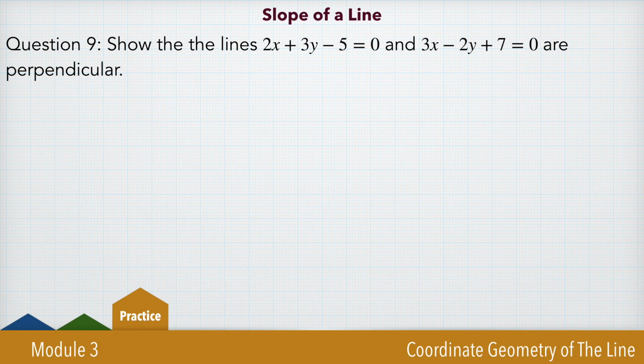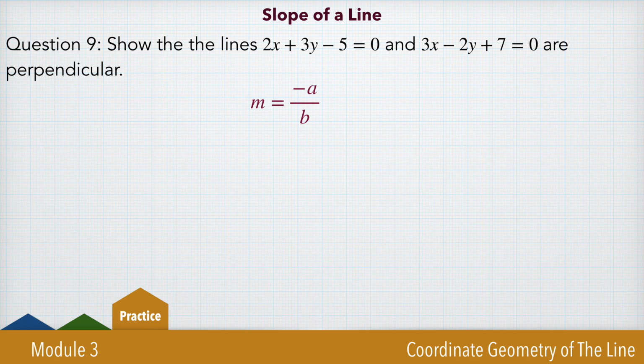In our last question, we must show that the two given lines are perpendicular. We start by finding the slope of each line. As each line is in the format ax plus by plus c, we can use the slope formula minus a over b, where a is the coefficient of x and b is the coefficient of y.